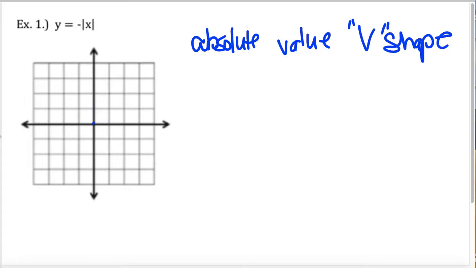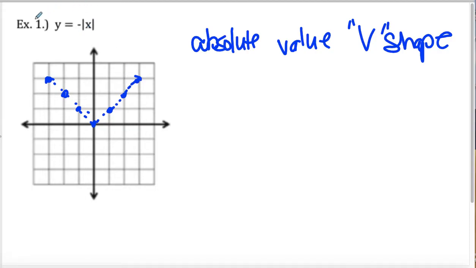So that V shape parent is at 0, 0, 1, 1, 2, 2, 3, 3, negative 1, 1, negative 2, 2, negative 3, positive 3. And so just lightly dash in that parent graph so that we know that these are the points that we need to transform. So parent points, I'm going to make them a little bit more obvious here. These are the 7 points that we would move.